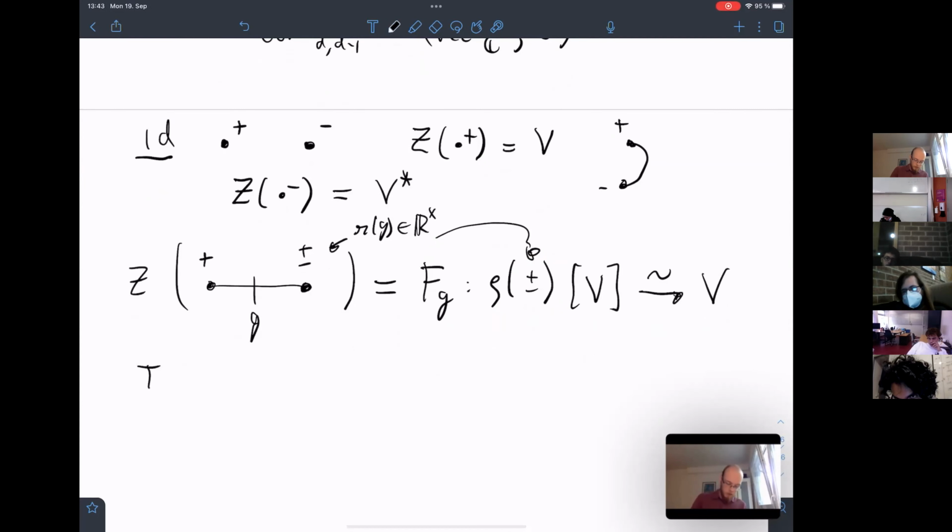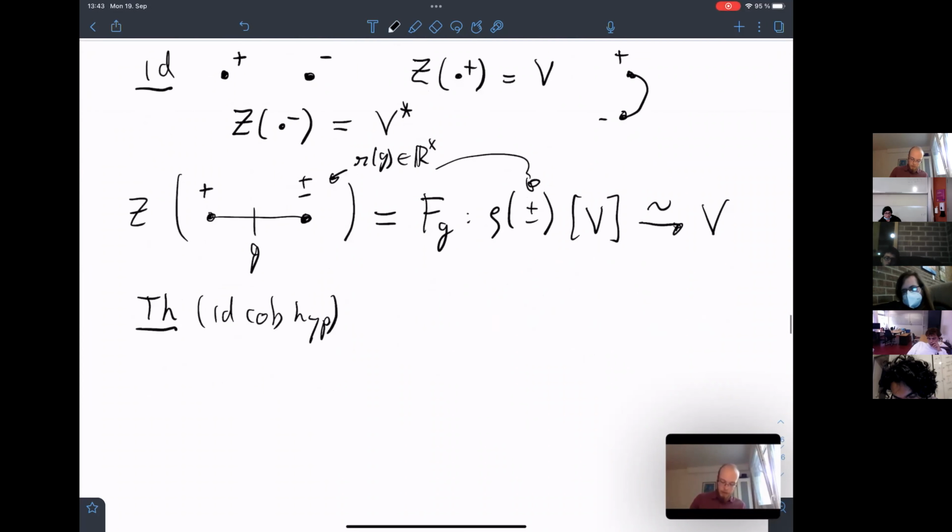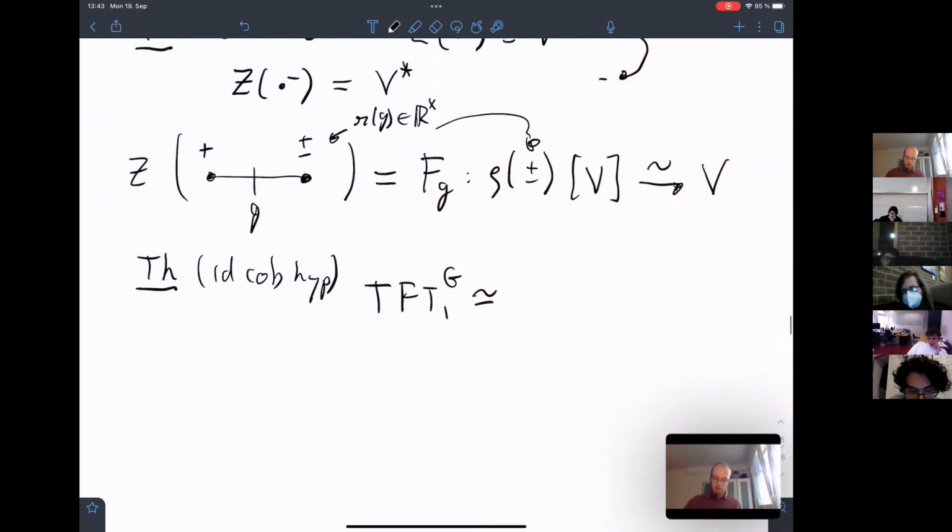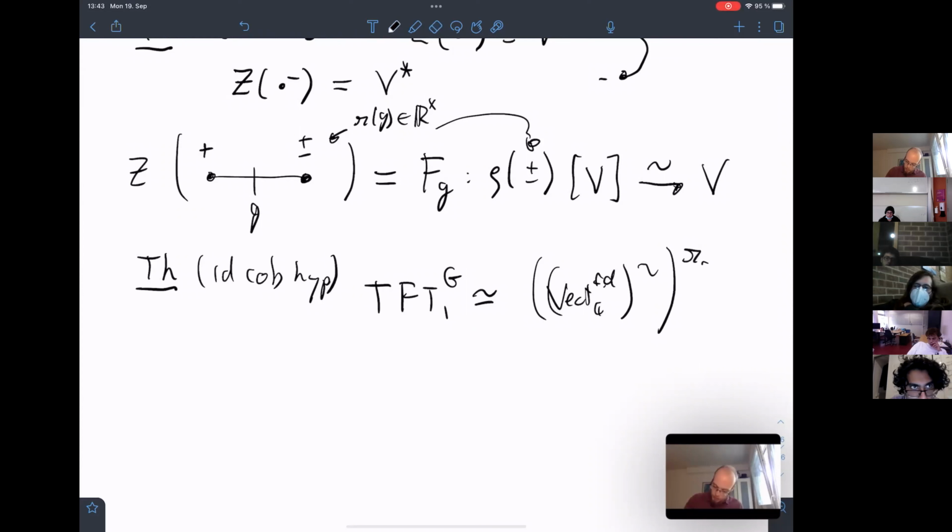So in general, there's the cobordism hypothesis, which connects these pictures. So one-dimensional TFTs are, as a groupoid, equivalent to this thing, and we take G fixed points. Well, strictly speaking, we take pi 0 of G, where G acts through this pi.